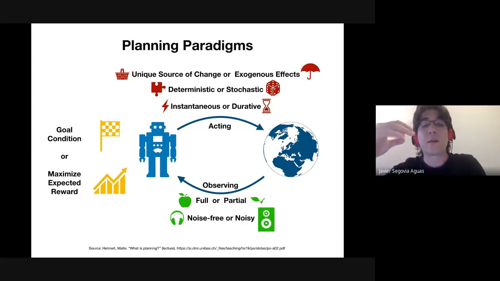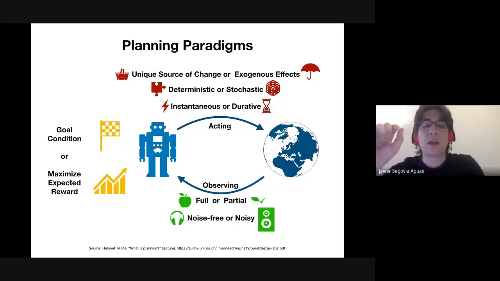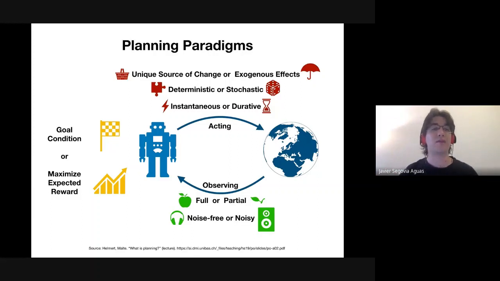Another thing is the observations. So once we have these settings of actions, we can observe. And what are the possible observations? Observations can be full or partial, which means that if we have states, we can see the whole state and we can reason about all the possible state variables, as they are observable. Or maybe some of these variables are hidden, which means that we have only partial information about the state.